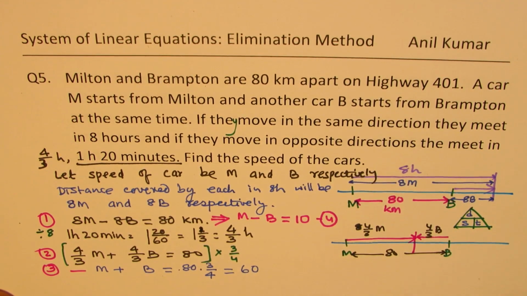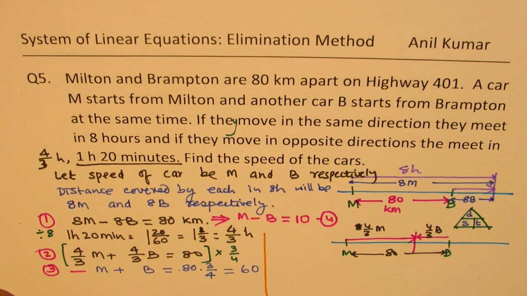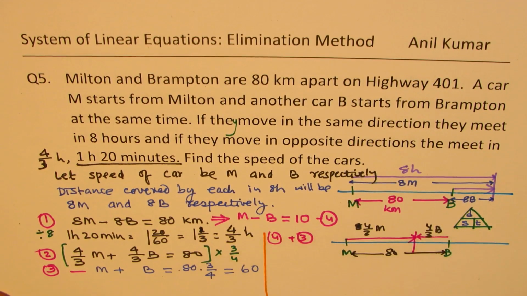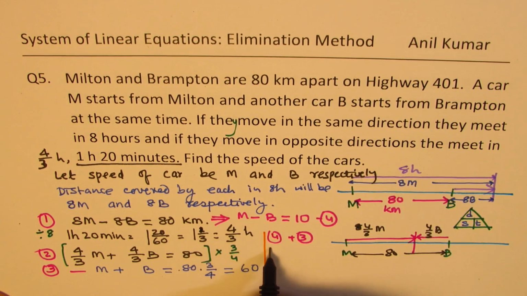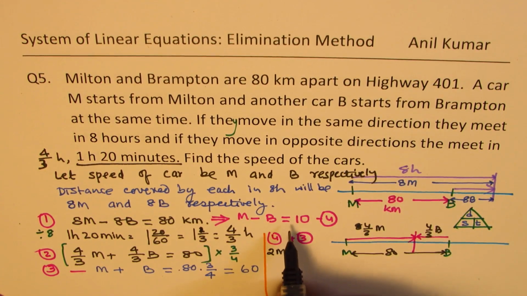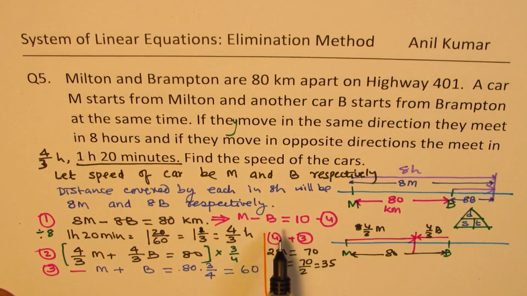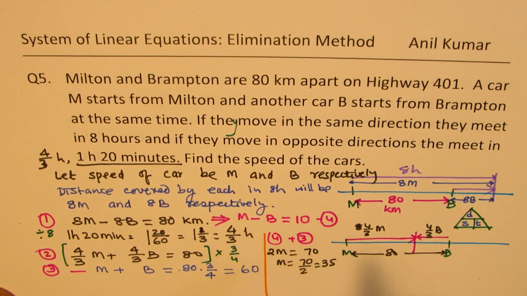So let's do it. If I add equation 4 and 3, m minus b equals 10 and m plus b equals 60, I get 2m equals 60 plus 10, right, which is 70. So m equals 70 over 2, which is 35 kilometers per hour, right? Since we got one value, m, we can find what b is.